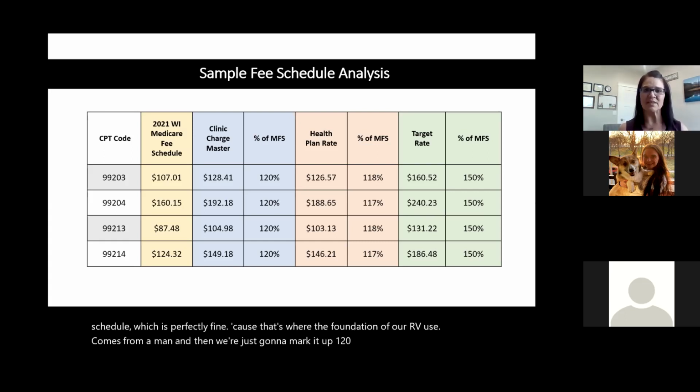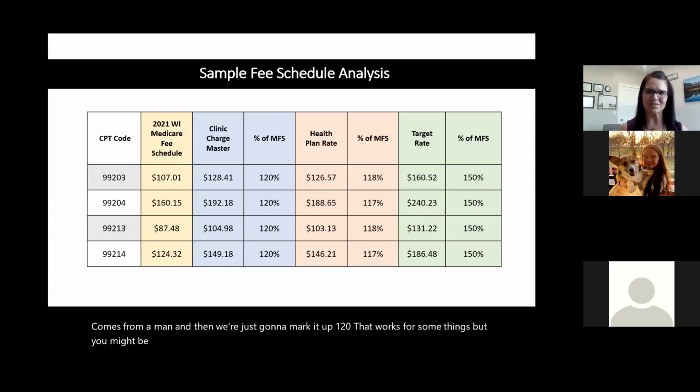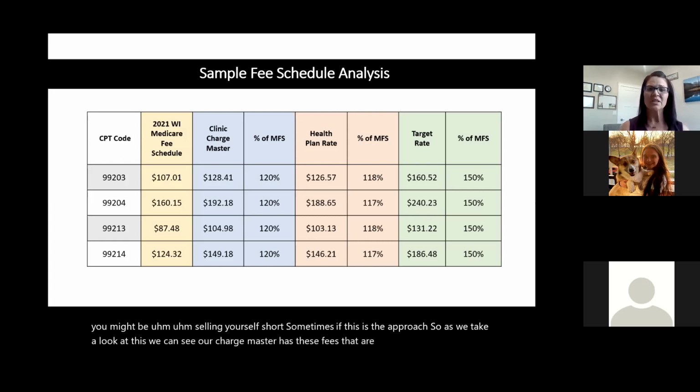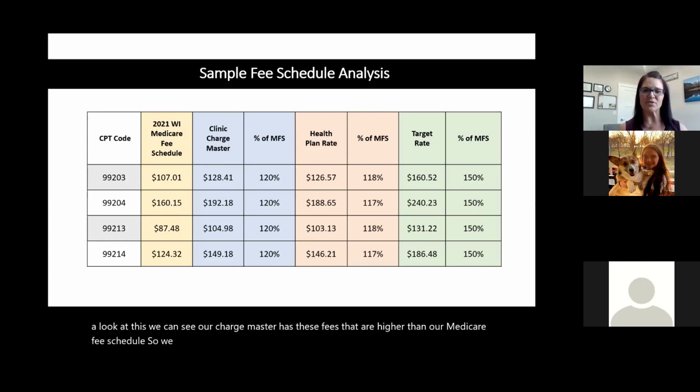That works for some things, but you might be selling yourself short sometimes if this is the approach. So as we take a look at this, we can see our charge master has these fees that are higher than our Medicare fee schedule. So we know that reimbursement for those will be appropriate and hopefully cover the cost of those services that are being provided, because we set our fees at this 120% of the Medicare fee schedule.